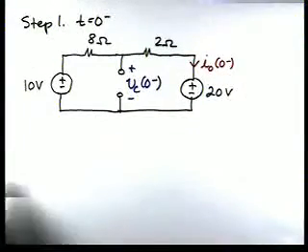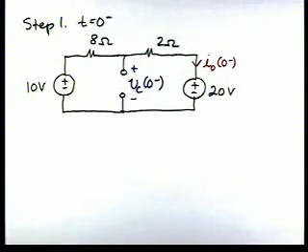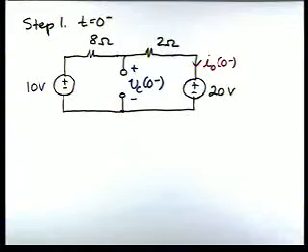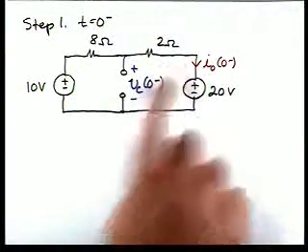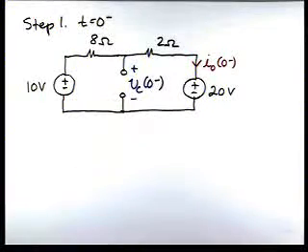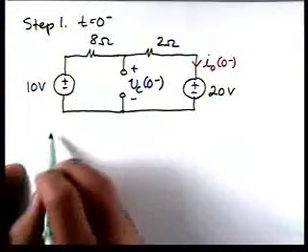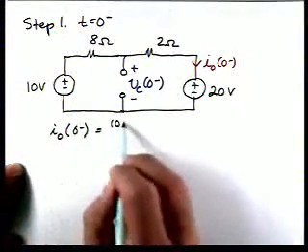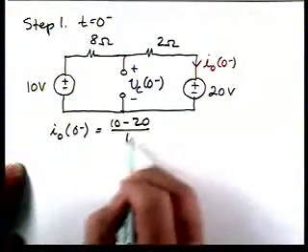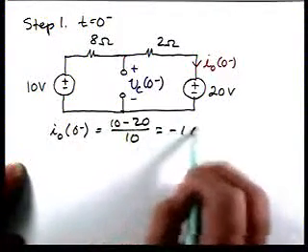So if we draw that circuit, here's the circuit at 0 minus. We assume that we're in steady state, and we replace the inductor with a short and replace the capacitor with an open. So now we need to go through and find the initial values. So I0 of 0 minus is going to be 10 minus 20 over 10, minus 1 amp.